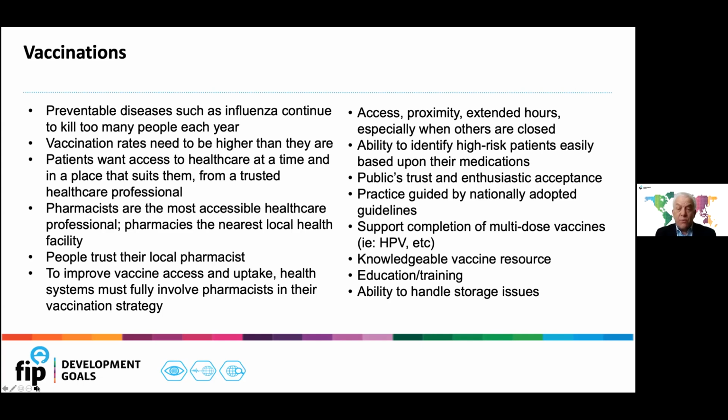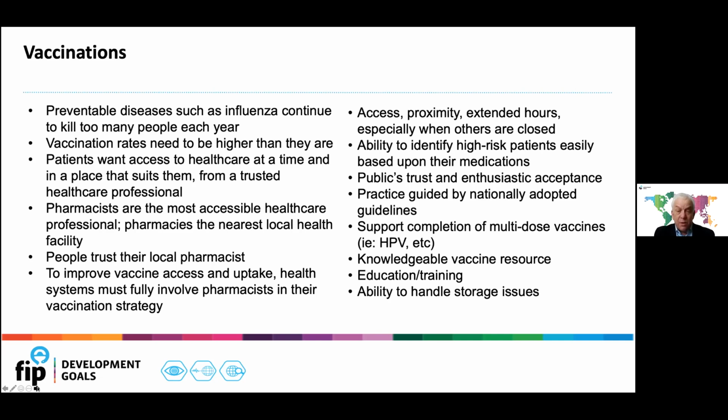And patients want access to healthcare at a time and in a place that suits them from a trusted healthcare professional like the pharmacist. And pharmacists are also the most accessible healthcare professional because pharmacists are the nearest local healthcare facility within primary healthcare, and people trust their local pharmacist. So it's important to improve vaccine access and uptake, and health systems must fully involve pharmacists in their vaccination strategies.